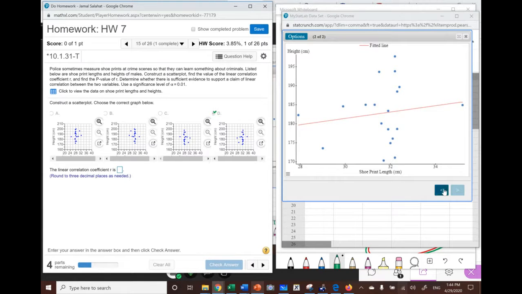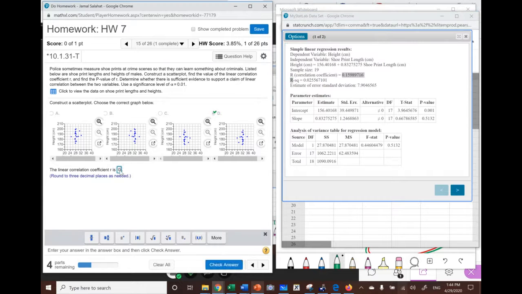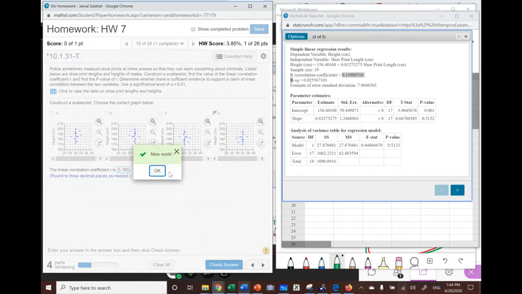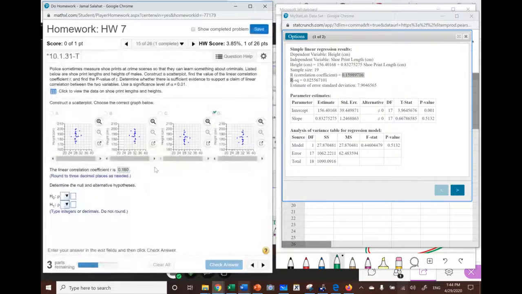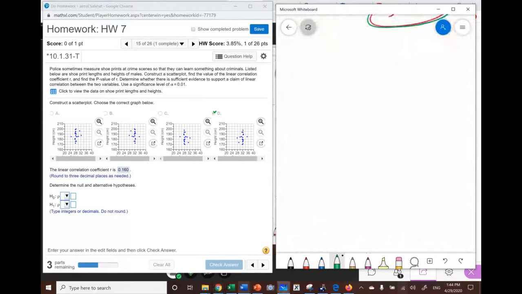Now, what is R? Let me go back with the arrow, and here is R. R in this case is 0.15, and they want 3 places. 0.1598 something, so it's going to be 0.160 because we need to round to 3 places. The next question will be, what is the null hypothesis and alternative hypothesis? So I'm going to go in here and try to write those two. So this is H-naught and this is H-A.